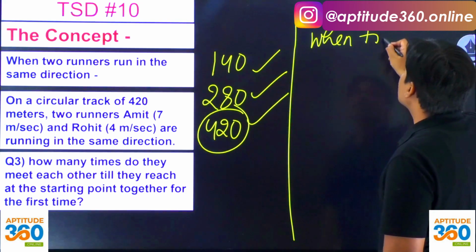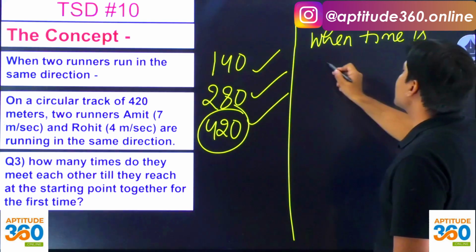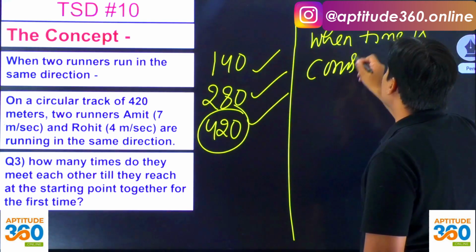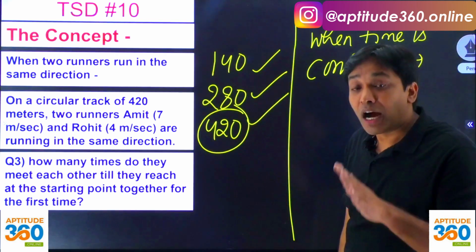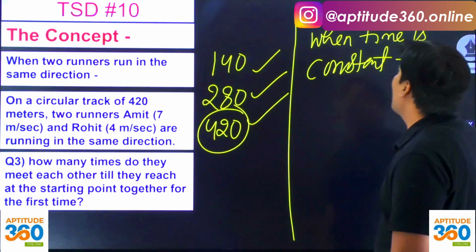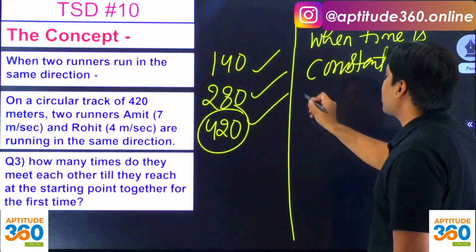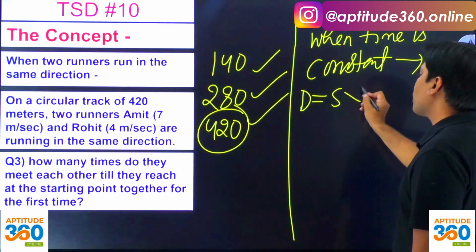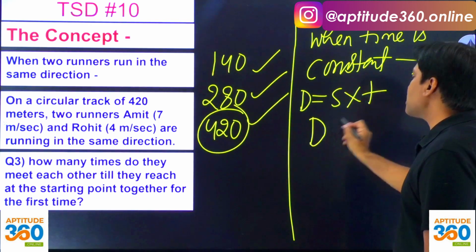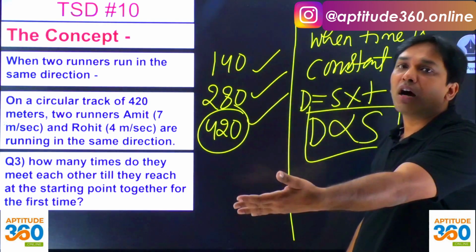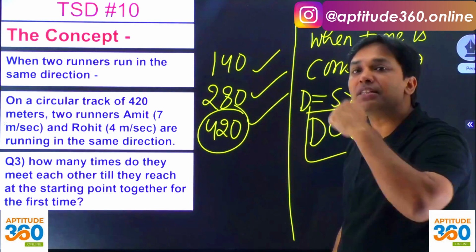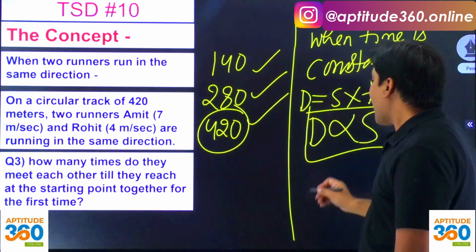When time is constant, can we say this? Be very patient, see if you can understand this thing. When time is constant, इसका मतलब क्या होगा? Distance is equal to speed into time. और अगर time हो गया constant, so distance is going to be proportional to speed. जितना speed ज्यादा होगा उतना ही distance traveled ज्यादा होगा, isn't it?